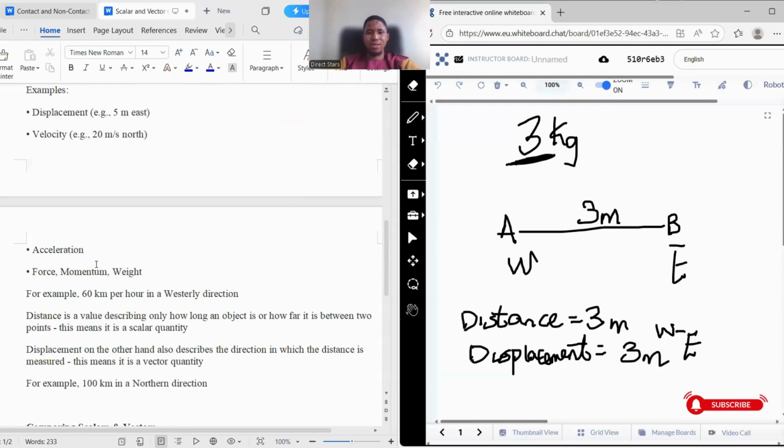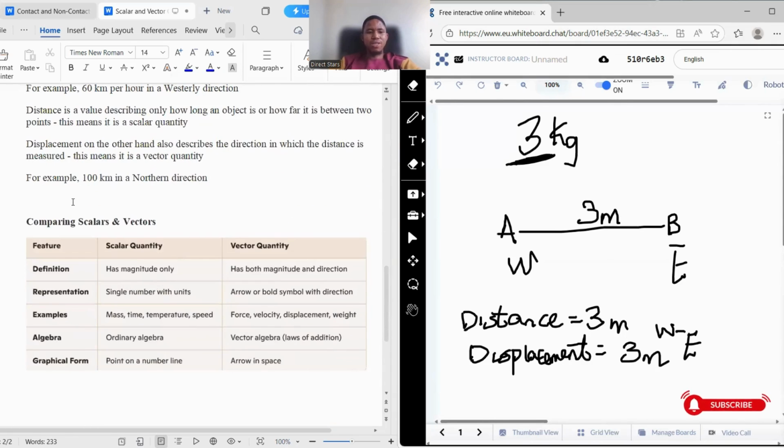Force, that is mass times acceleration. So acceleration is the one that shows the direction. Momentum, we have mass times velocity. Velocity there shows the direction. Weight is also the same thing. We have mass times acceleration due to gravity, and that shows the direction. Is it up or down? So for example, we have 60 kilometers per hour in westerly direction. That shows the direction itself.